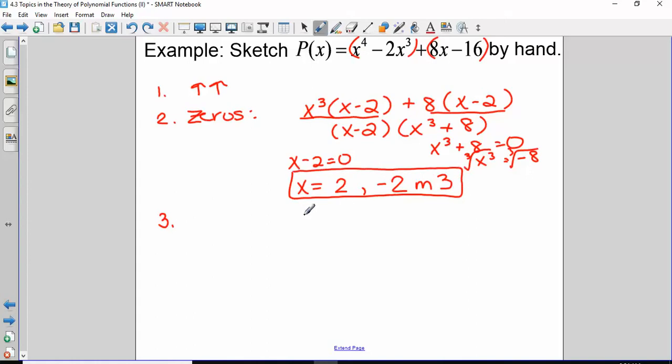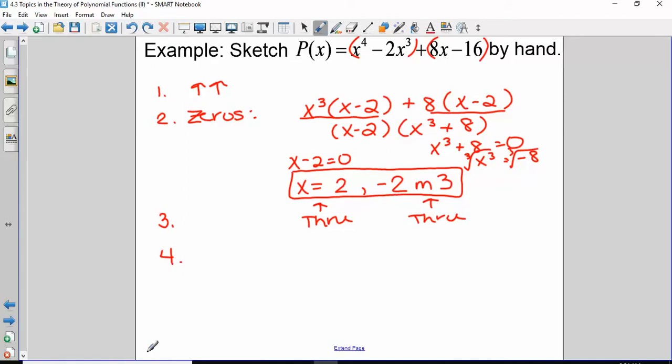Now we tell if we bounce or go through. At 2, the multiplicity is 1. 1 is odd, so the graph goes through. This one, negative 2. The multiplicity is 3. 3 is odd, so the graph goes through. So you can say through both. You can draw arrows and tell me however you need to make it clear that we're just going to hit and go through on both of those.